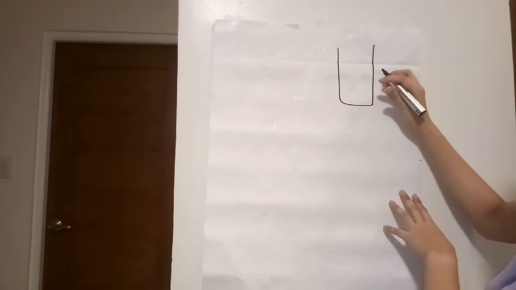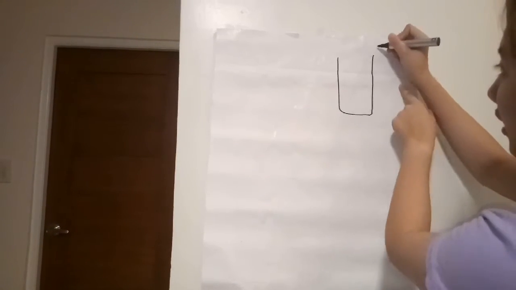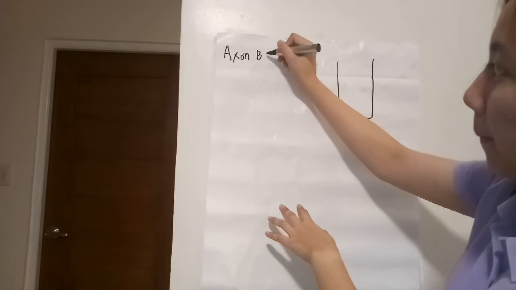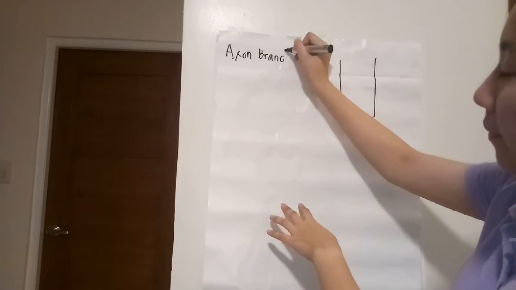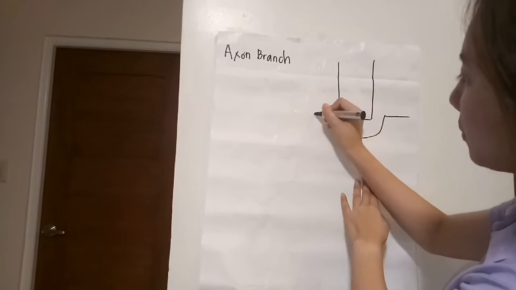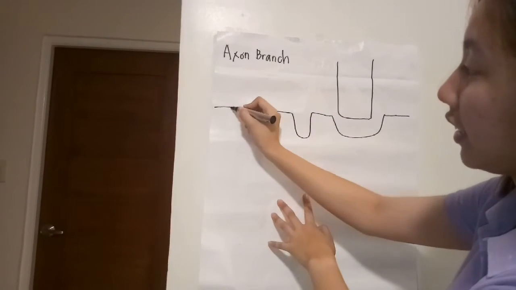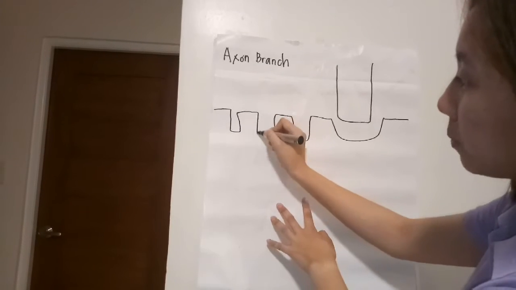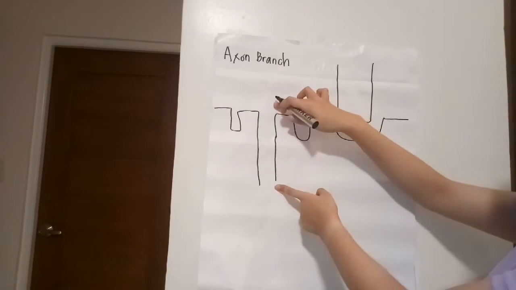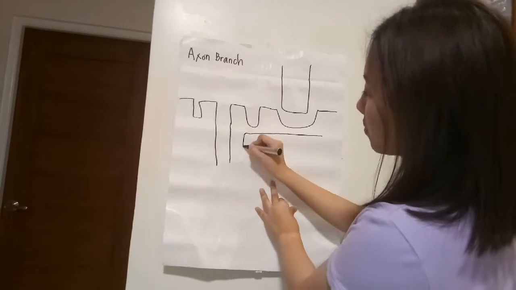this would be represented as the axon branch. And this would be the representation of the sarcolemma. And right here, this space would be the T tubules. So inside would be the sarcoplasmic reticulum.